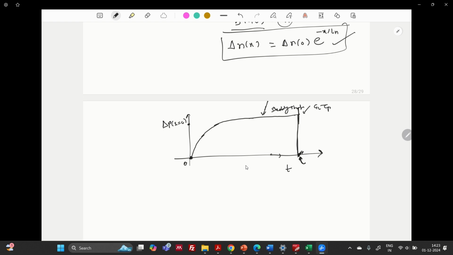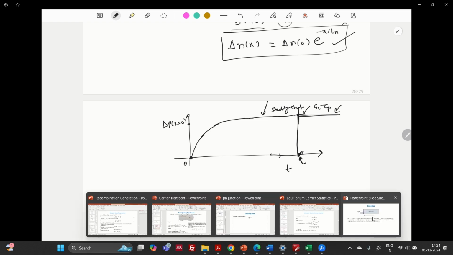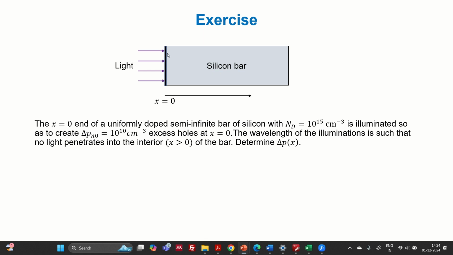And I keep shining the light. So if I keep shining the light, my delta p is going to be maintained, at the surface at least. So this surface has a delta p equal to gl times tau p. Inside this I don't have any light, so my gl is 0 here.